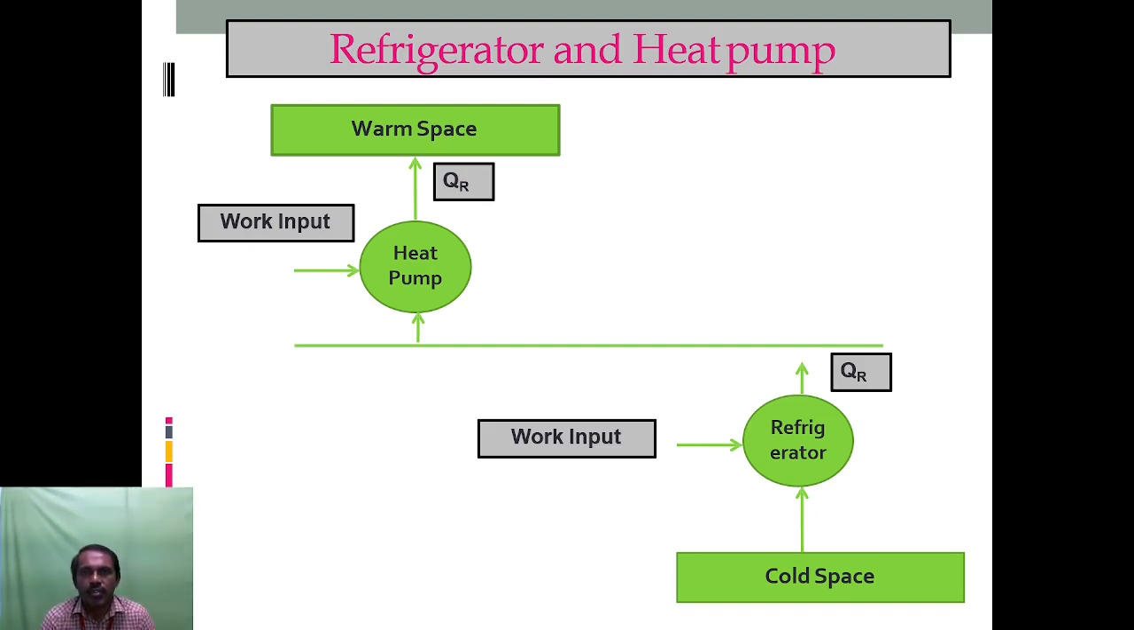This is a flow chart of the refrigerator and the heat pump. The heat pump rejects heat to the warm space, but the refrigerator gains heat from the cool space. This is the heat pump and refrigerator.